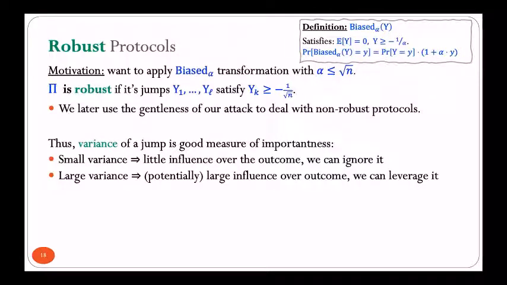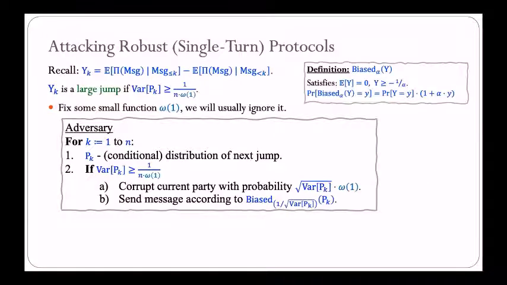Okay. So now let's describe the adversary. Just a quick reminder, YK formally was the change in expected outcome induced by the kth message. Really, I repeated that much because this is one of the most important parts of this analysis. And we're going to classify these jumps as either large jumps or small jumps. So a jump is going to be called large if and only if its variance is at least 1 over n. In the slides, we're going to have this technical detail, a function which is little omega of 1. We're usually going to ignore it, but you can just think of this as log n, for example.